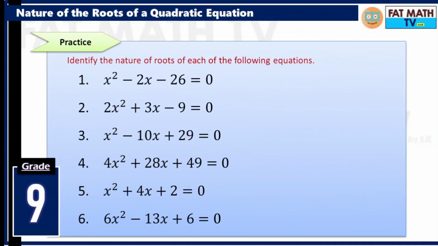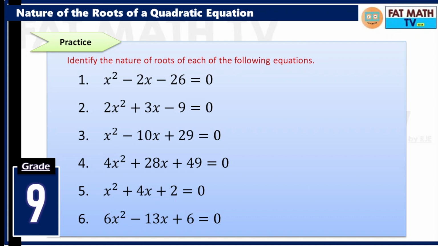Okay, try these items. We have 6 here. For number 1, we have x squared minus 2x minus 26 equals 0. Number 2, 2x squared plus 3x minus 9 equals 0. Number 3, x squared minus 10x plus 29 equals 0. Number 4, 4x squared plus 28x plus 49 equals 0. Number 5, x squared plus 4x plus 2 equals 0. And number 6, 6x squared minus 13x plus 6 equals 0.